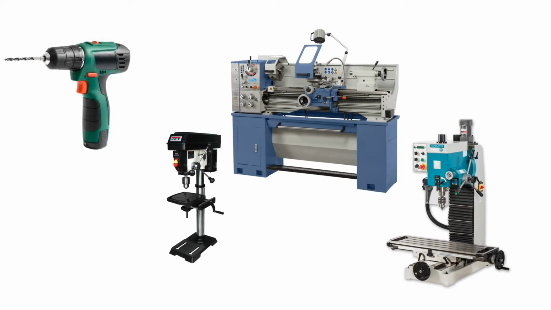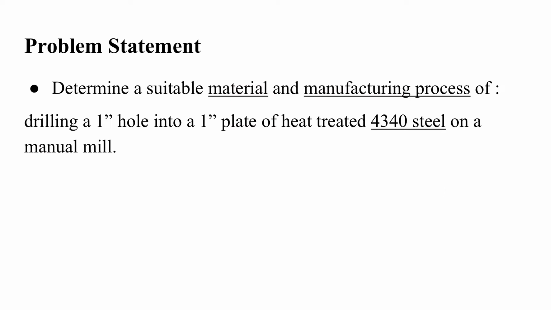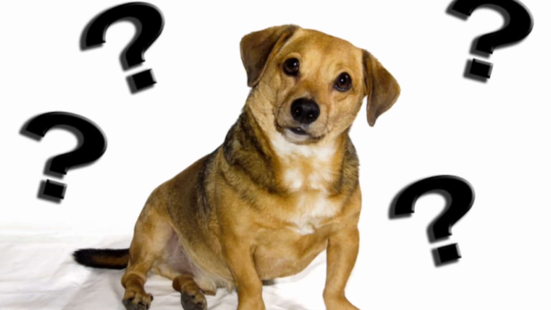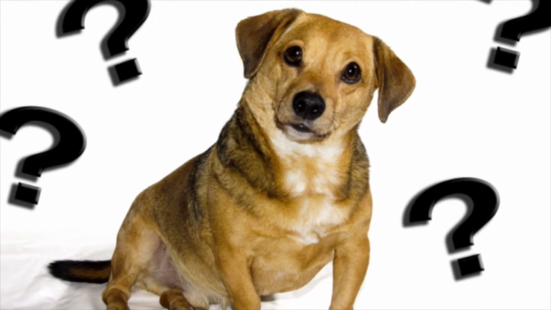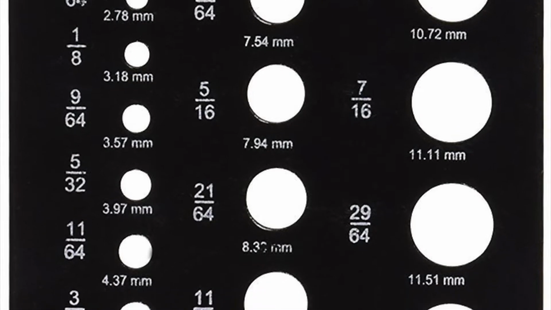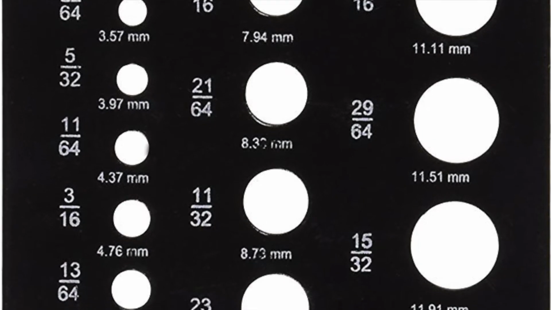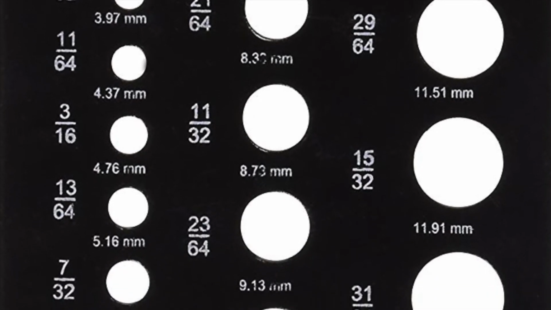To narrow this problem down into something more digestible, we have defined a specific case. We are drilling a 1-inch diameter hole into a 1-inch thick plate of heat-treated 4340 steel. This case allows for two extrapolations. Since 1-inch diameter is a large hole, smaller holes should impart equal or less force on the drill bit, making the selected material acceptable for smaller sizes.